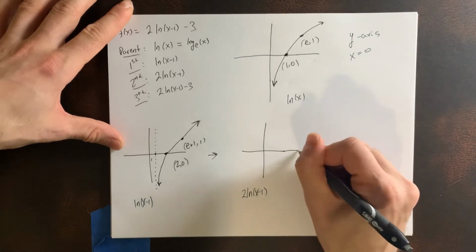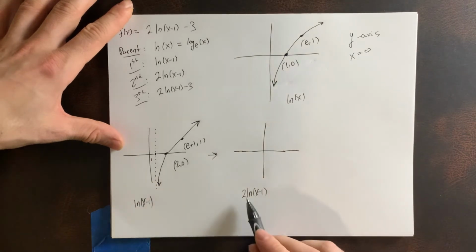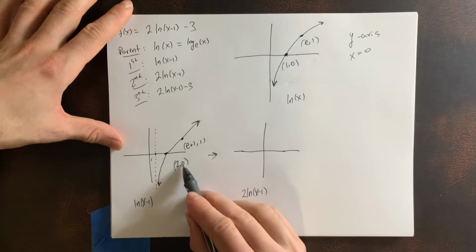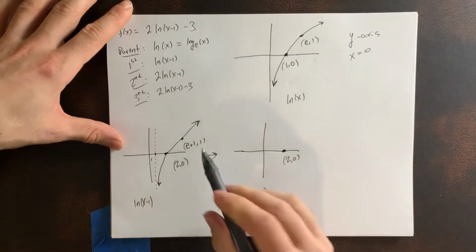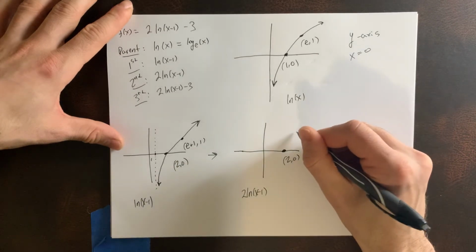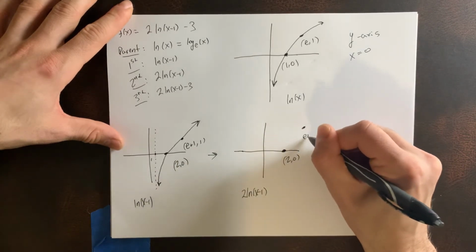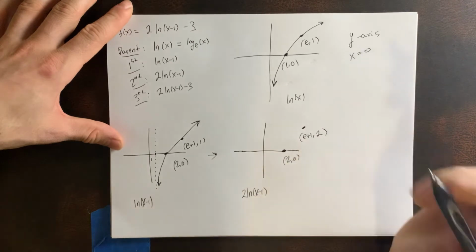Okay, now this 2 is on the outside, meaning we multiply all of our y values by that 2. So this has a y value of 0, multiply it by 2, it still stays 0. So 2 comma 0. This has a y value of 1, multiply it by 2, so it's going to be e plus 1 comma 2 now.